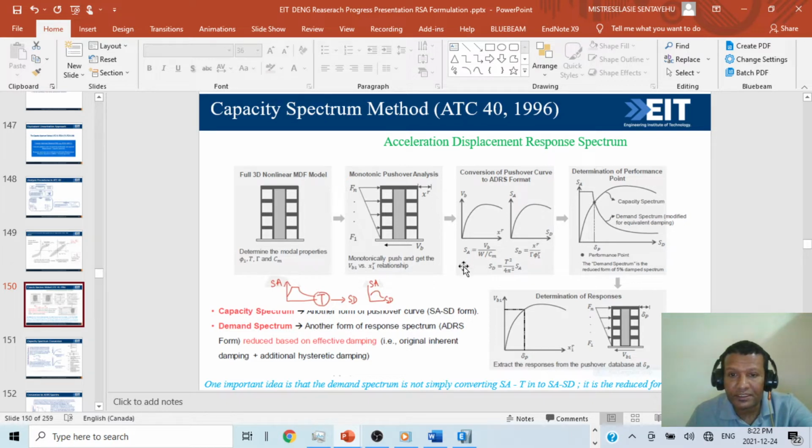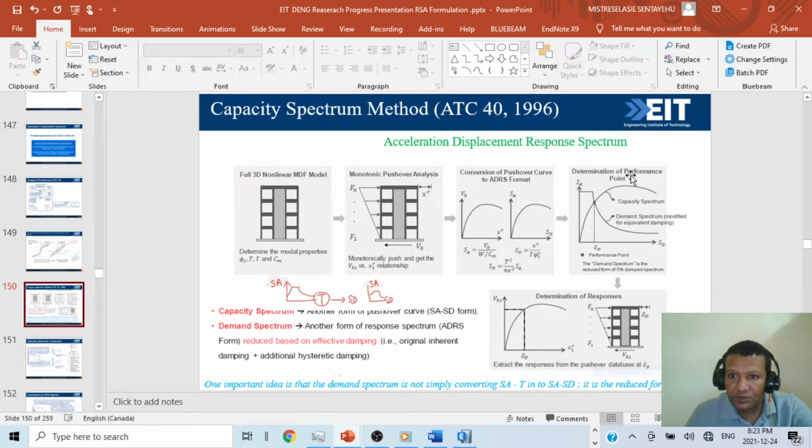This is a conversion. Spectral acceleration means this one, Vb over W over alpha-m. Spectral displacement means roof displacement over mass participation factor times phi, the modal shape at roof. So spectral displacement is also this one. We know this from classical modal analysis, T squared over 4 pi squared times Sa. We can use this or this. Then point by point we will change the pushover curve to spectral acceleration versus spectral displacement. This is the first part.